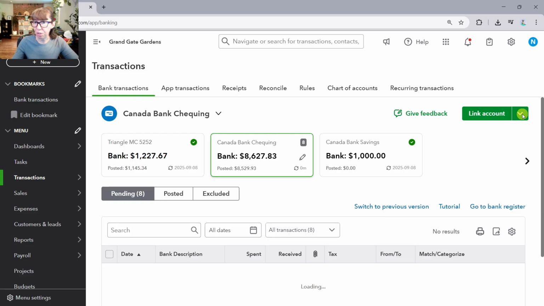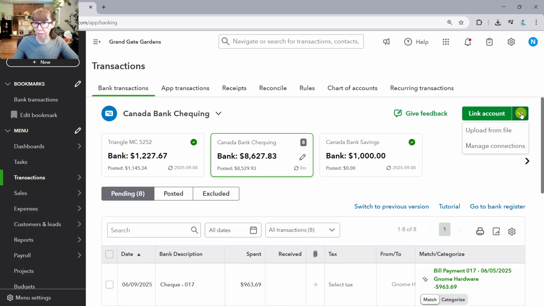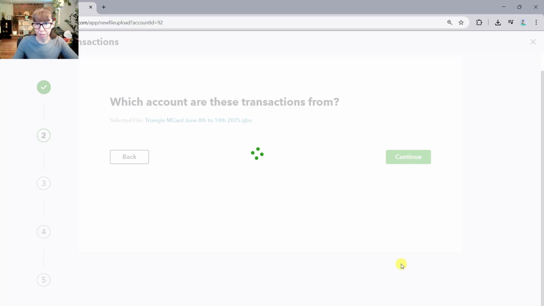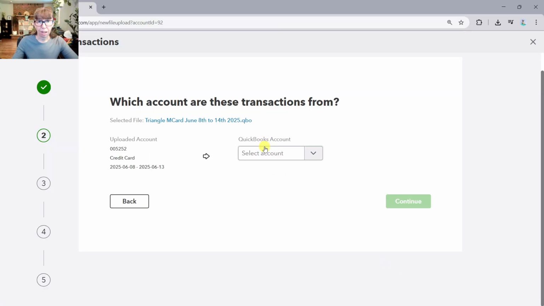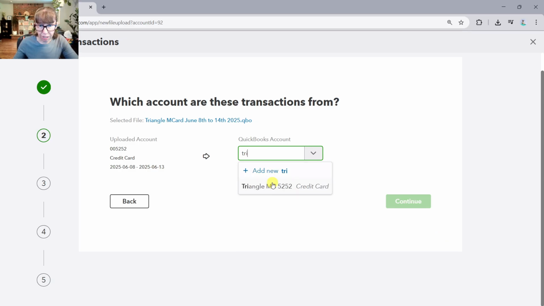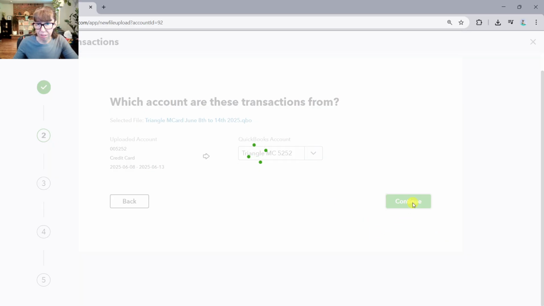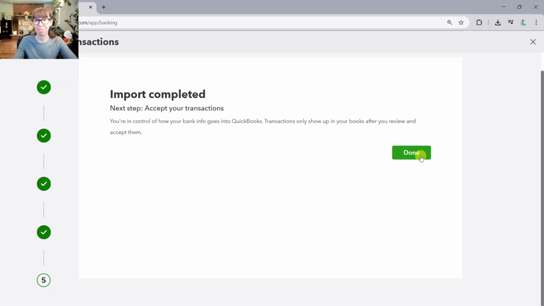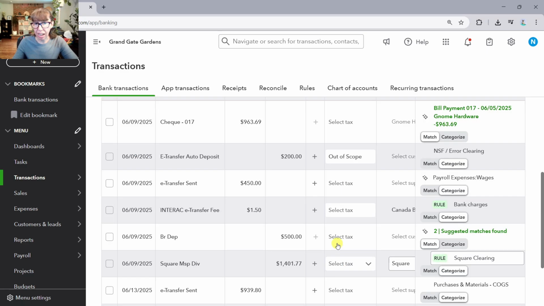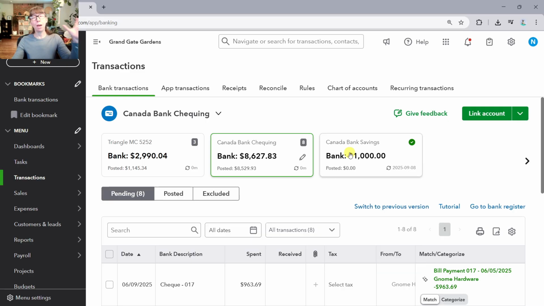Let's go ahead and do the other one. Drop down. Upload from File. And we can drag over the Triangle M card. Continue. And just type in triangle. There it is. Continue. And done. Okay, so we will go ahead and take a look at these transactions in the bank feed after we've put in the source documents.